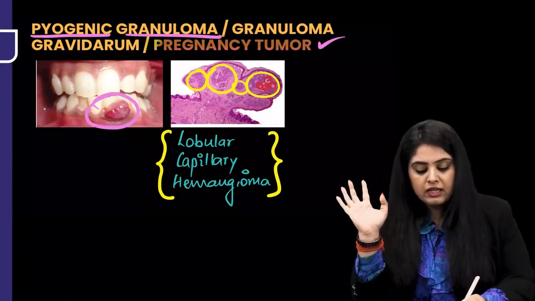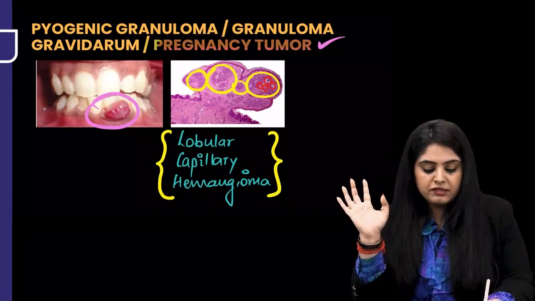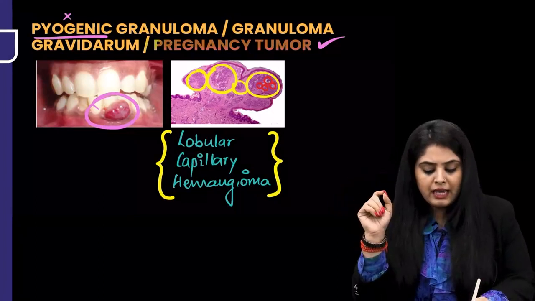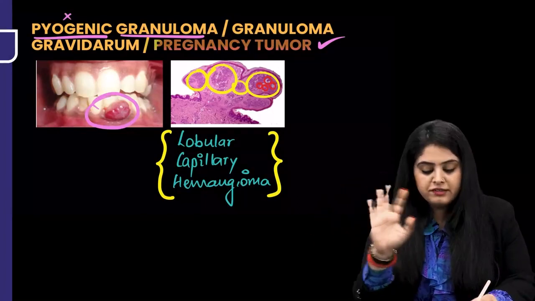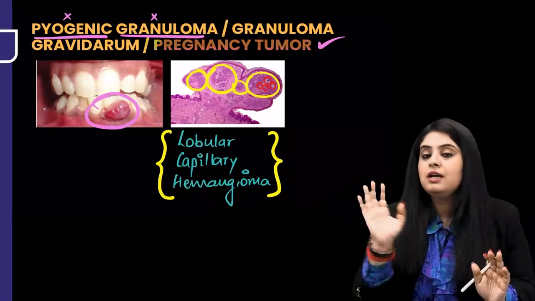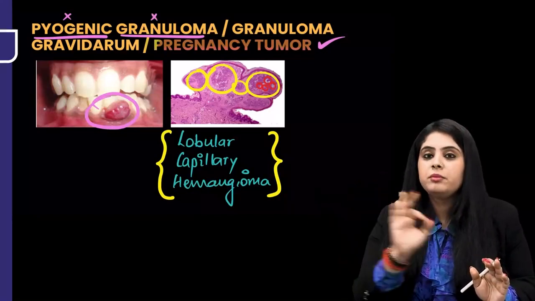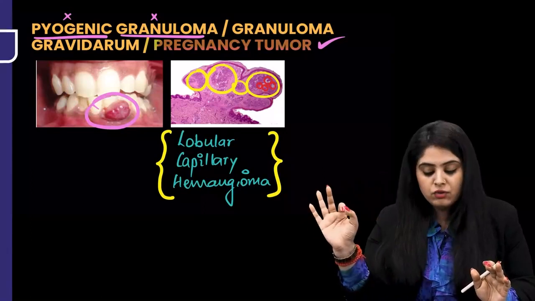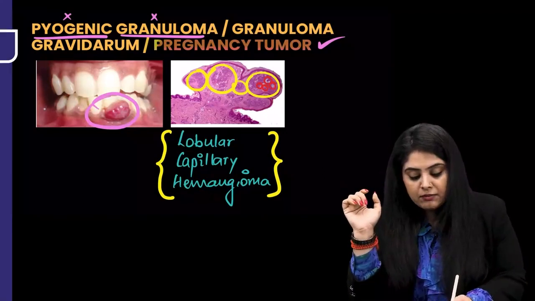Is it a pyogenic granuloma? Is it pyogenic? Tell me. Is it something to do with bacteria? No. Am I showing you any granuloma and giant cells in it? No. So this is a completely wrong name. Pyogenic granuloma is a misnomer. It is not a bacteria. It is not a granuloma. Wrong name. There's another name to it.